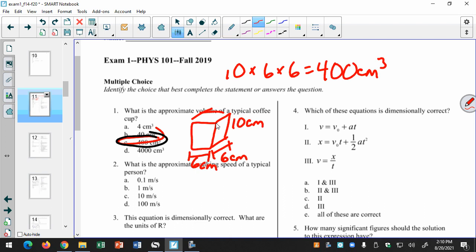Now you might have chosen something different, like 5 centimeters by 5 centimeters by 8, or say 12, or whatever. But the point is that you're never going to get 40 cubic centimeters or 4,000 cubic centimeters, because that would be a coffee cup that is 10 times as big or 10 times as small. You should always get one of the answers that's within an order of magnitude of the right answer.